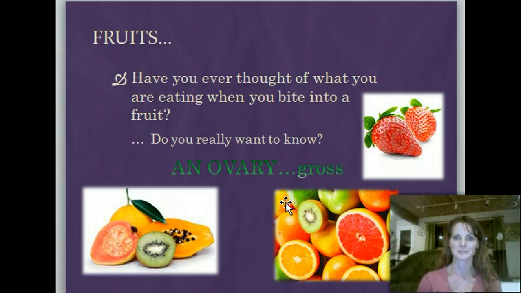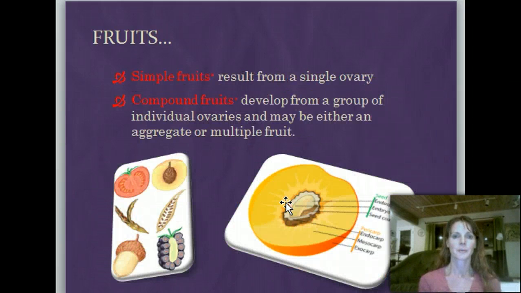Interesting. So remember, the ovary started at the base. Well, that ovary, the fertilized seed is inside, and that ovary will continue to grow, and depending on what we're talking about, can turn into a fruit. So simple fruits result from a single ovary. Pretty easy. This is an example of a simple fruit, like your peach, nectarines and such. You have a single ovary, and you have this fruit that grows around. Typically, if you have one seed or one pit, that's a simple fruit.